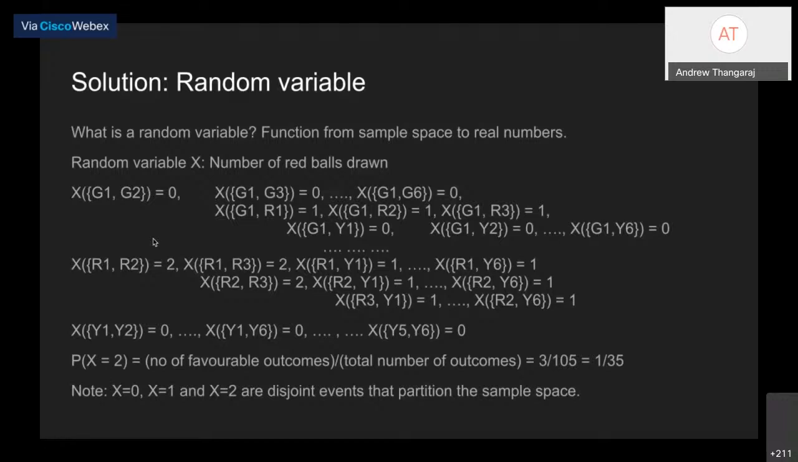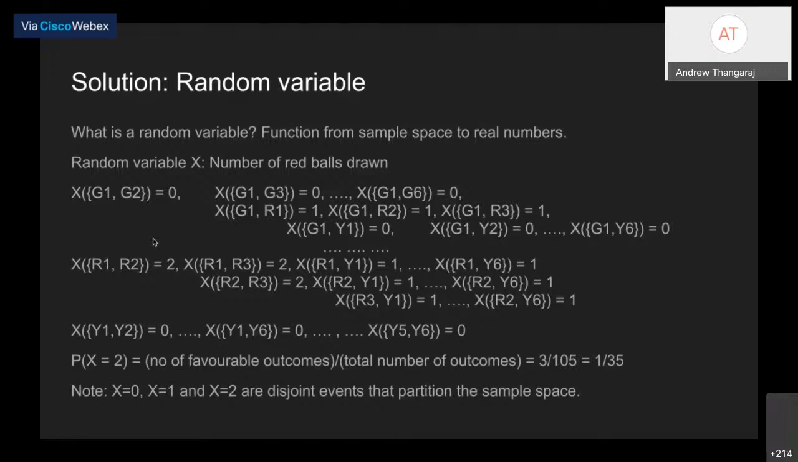Now from here, the answer is sort of clear. So how do you do this? If you want the probability that the random variable equals 2, what is the meaning of the random variable being equal to 2? The outcome should either be R1, R2 or R1, R3 or R2, R3. So the outcome should be 2 red balls.